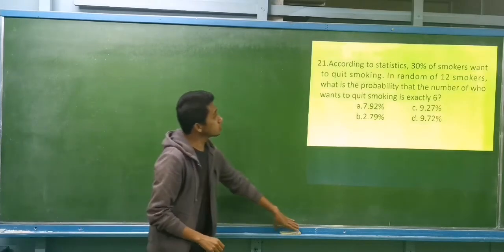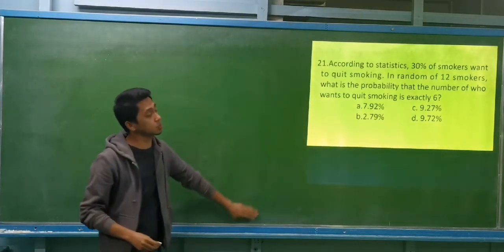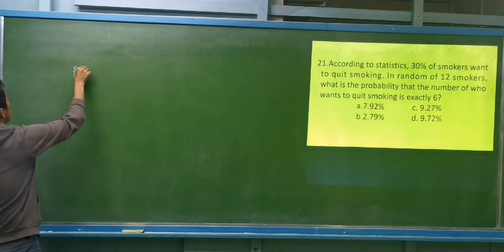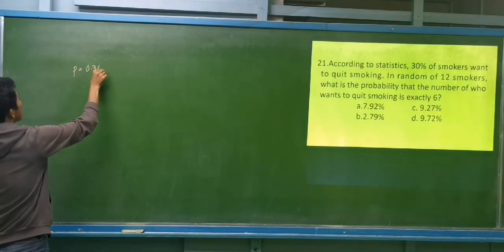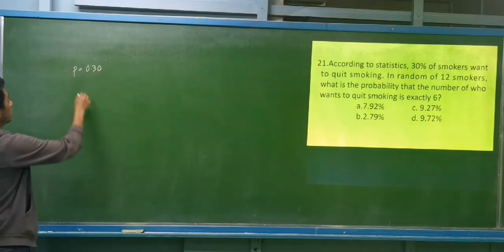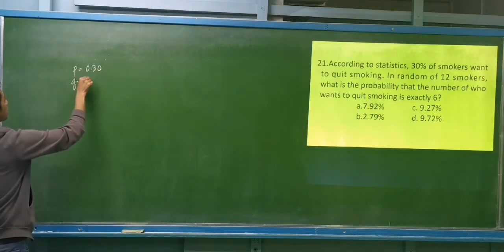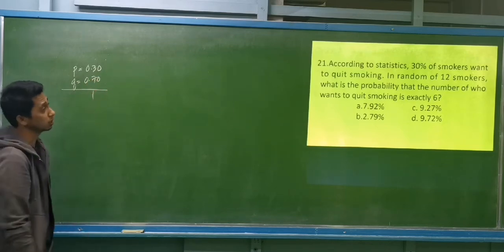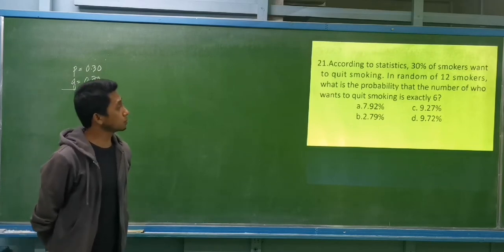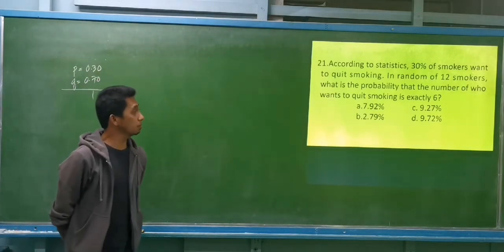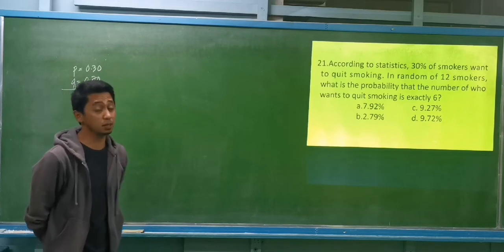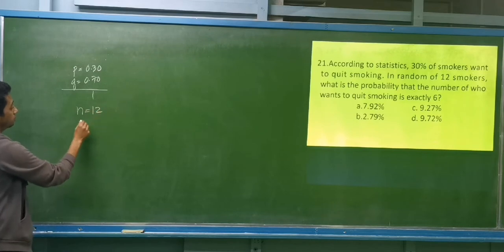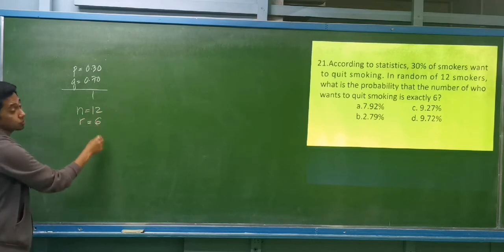So next example tayo. So sabi niya dito, according to statistics, 30% of smokers want to quit smoking. So we have, yung P natin dito is 30% or 0.30. Obviously, yung fail natin dito is 0.70. So dapat yung sum nito is 1. So in random of 12 smokers, what is the probability that the number of who wants to quit smoking is exactly 6. So yung n natin dito is 12. Okay, r is equal to 6.